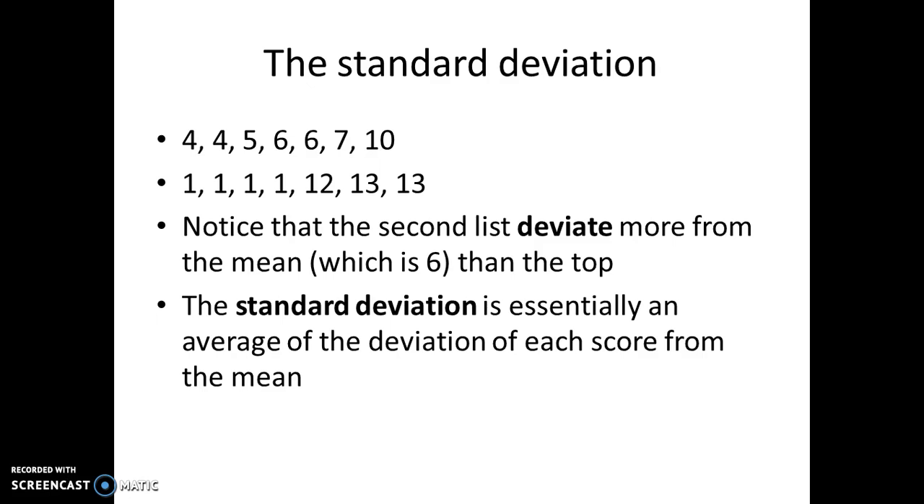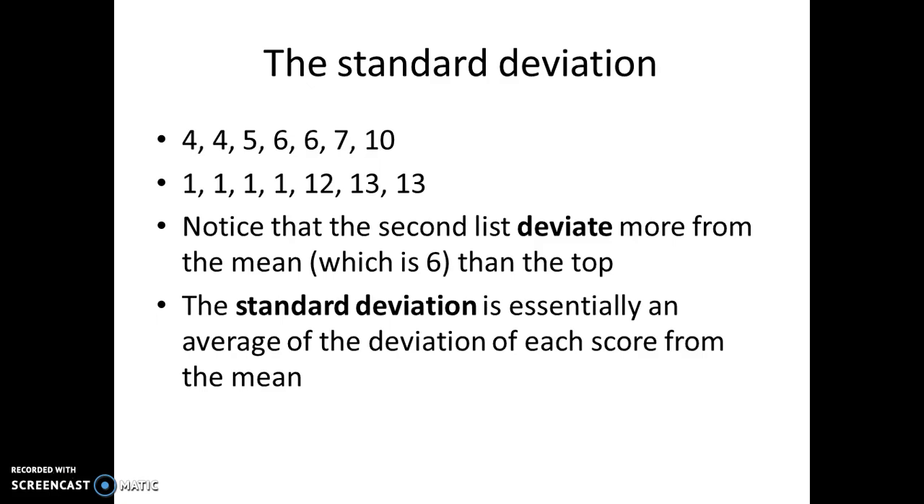What we'd like to do is to add those numbers up and divide by the number of numbers, and that would give us an average deviation score, just in the same way that the mean gives us an average score of the typical person. The trouble with that is when you add those numbers up, you always end up with 0, right?